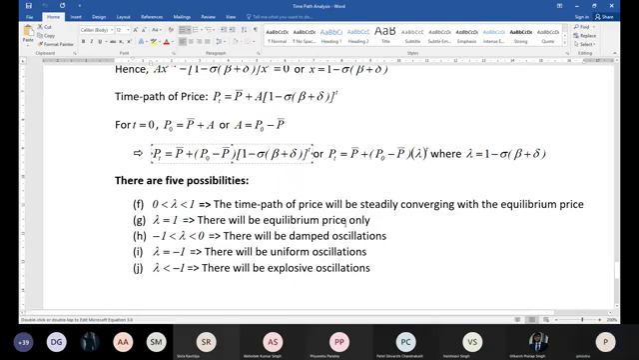Now I will show you another example very quickly where we make use of simultaneous equations, and then I'll stop.